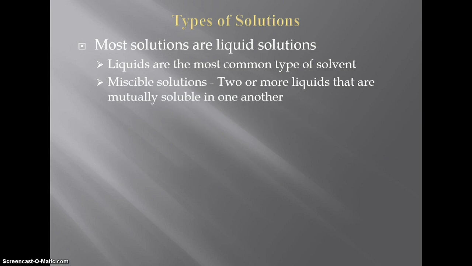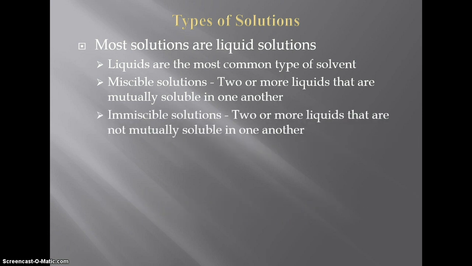A couple things with liquid solutions. You have miscible solutions, which is a big fancy word that simply means you have two or more liquids that are mutually soluble in one another. You can pour two liquids together and they dissolve in one another. That's easy to see. You could do, I suppose, water and orange juice, or orange juice and milk. I don't know why you would do that, but they would be mutually soluble in one another. You could do vinegar and water. There are a number of different things you could do. Well, we'll just stick with those as examples.